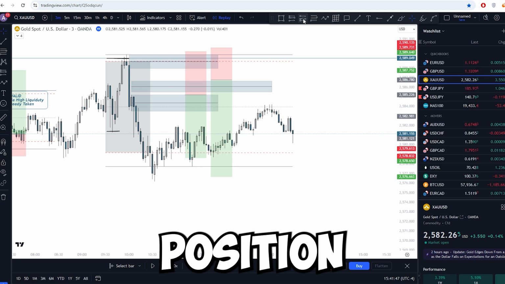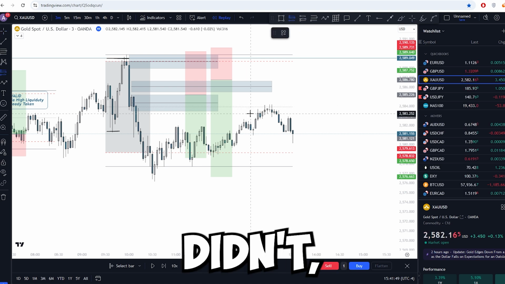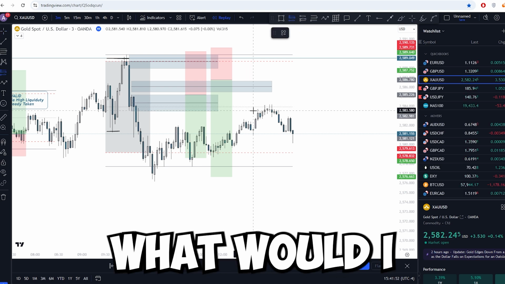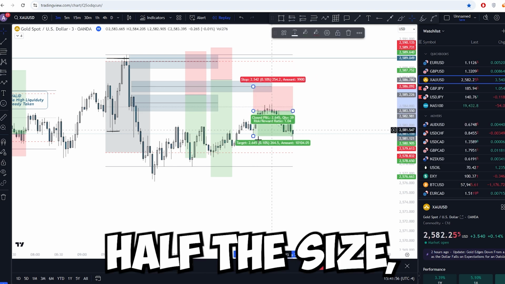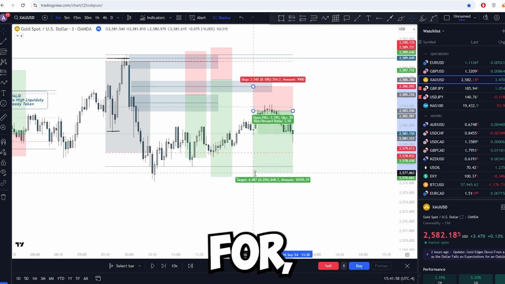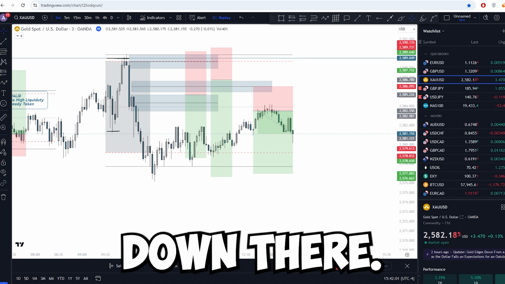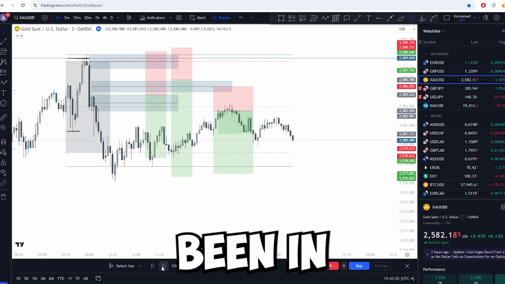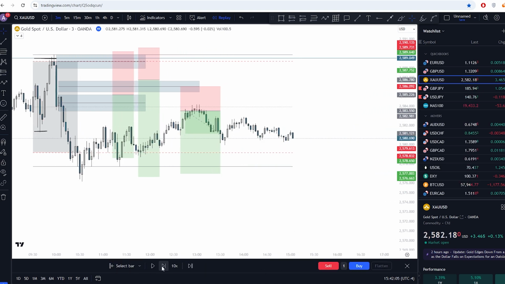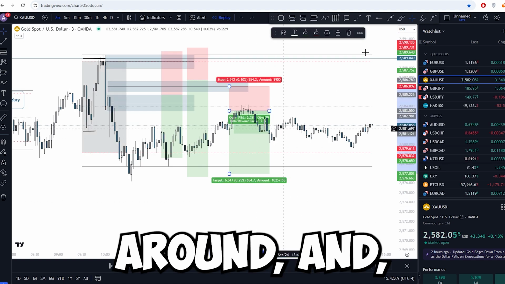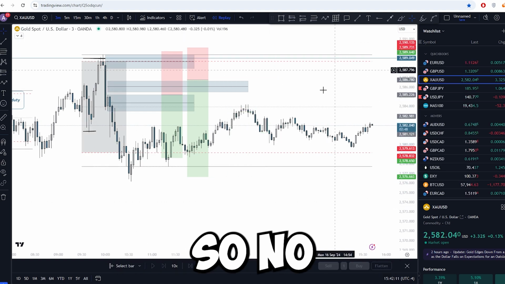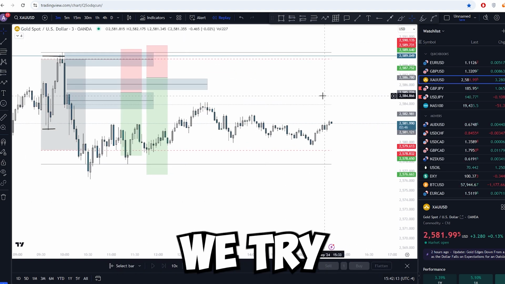If I took a position here, which I didn't, let's see, what would I have done here? I would have put a position there, maybe half the size, and then aimed for some lows down there. If I did that, would I have been in profit by this time? It would have just been dancing around, and that's my current time. So no trades on gold today. We try again tomorrow.